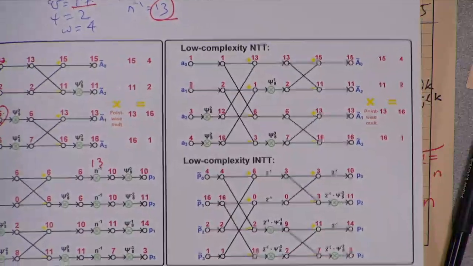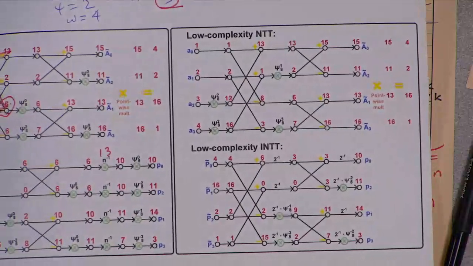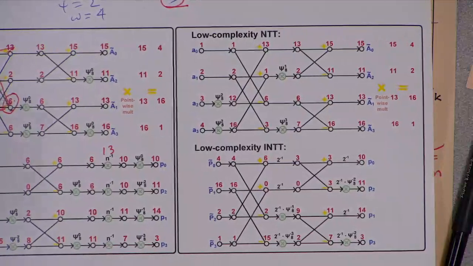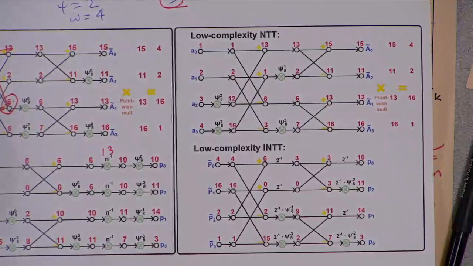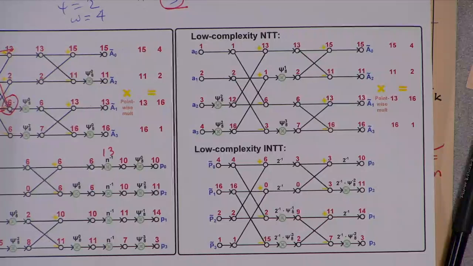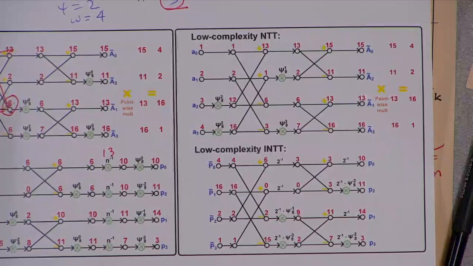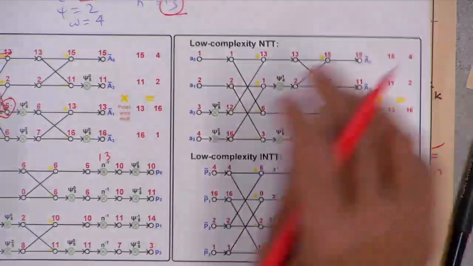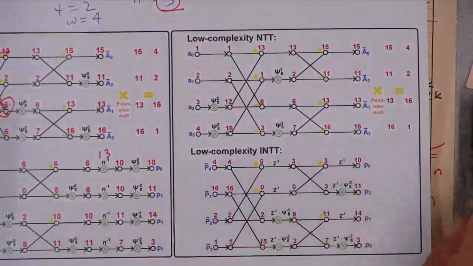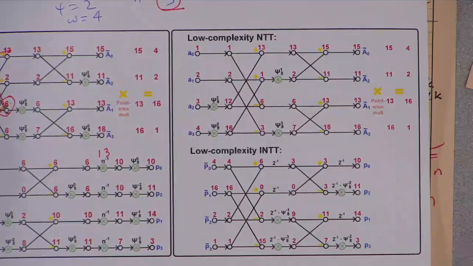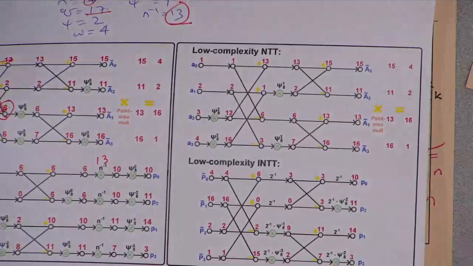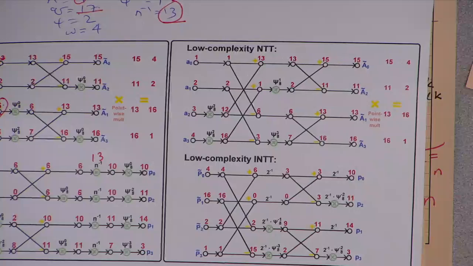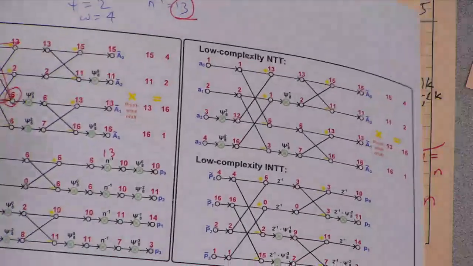I realize I've gone over this without a lot of detail, but for a simple example like n equal to 4, by tracing this, you should be able to get the right answers. That is the low complexity entity.